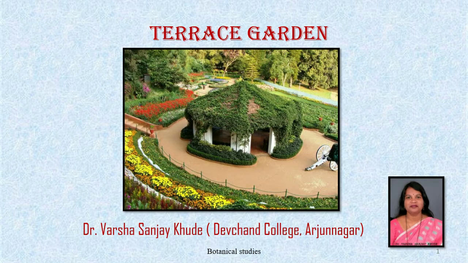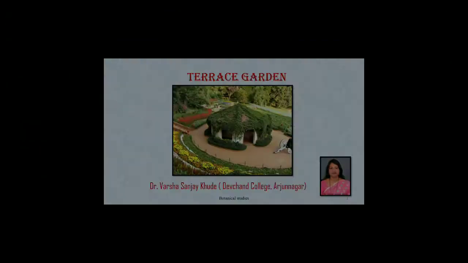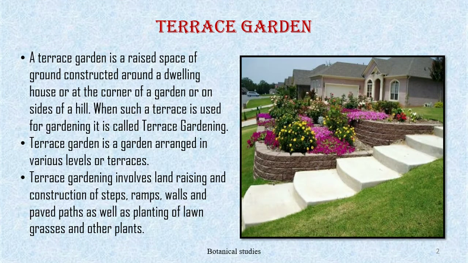In this video, we will discuss the terrace garden as a part of outdoor garden. Terrace garden. A terrace garden is a raised space of ground constructed around a dwelling house or at the corner of a garden or on the sides of a hill. When such a terrace is used for gardening, it is called terrace gardening.